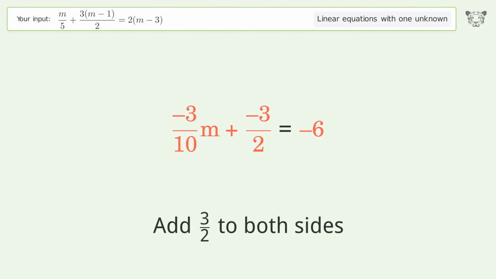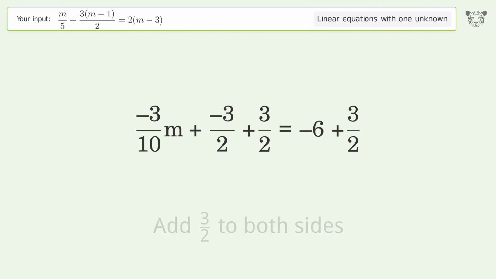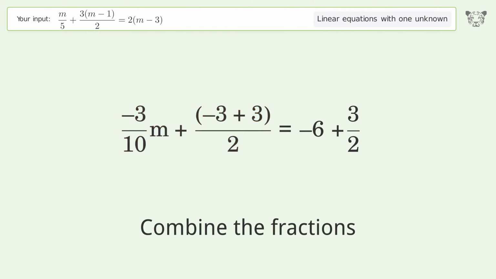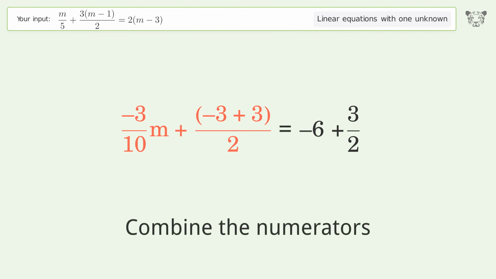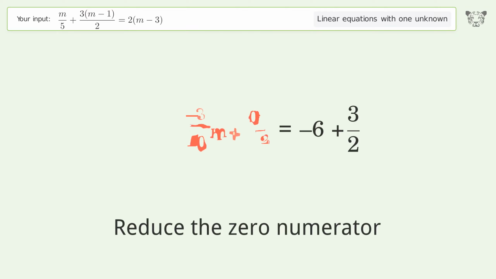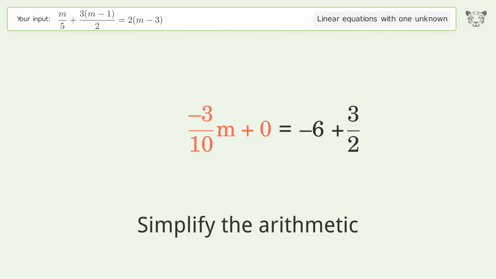Add 3/2 to both sides. Combine the fractions. Combine the numerators. Reduce the zero numerator. Simplify the arithmetic.